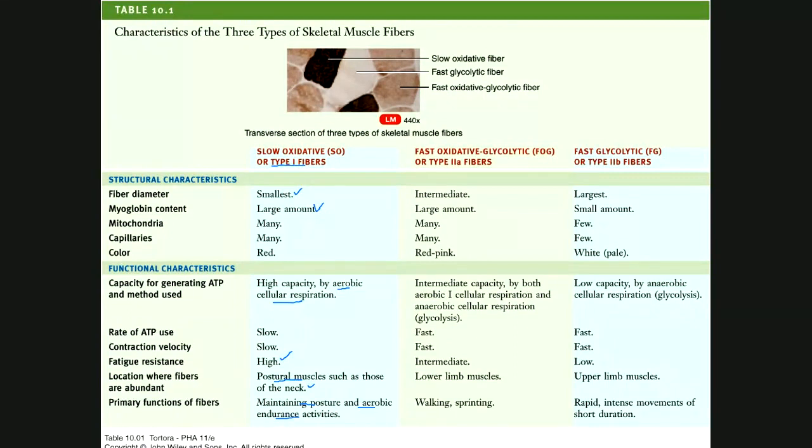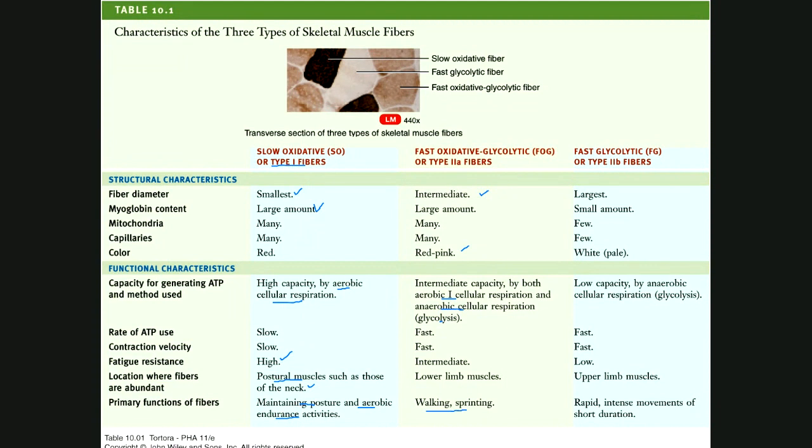Fast oxidative fibers are intermediate. They're kind of a combination of red and pink color. These muscle fibers have an intermediate capacity, having both aerobic cellular respiration and anaerobic cellular respiration, or glycolysis. So they're considered muscles, for example, that allow us to walk or sprint.